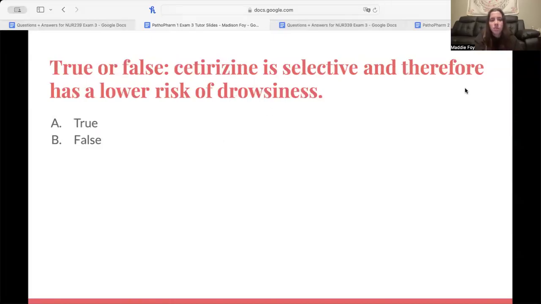Okay, true or false? Cetirizine is selective and therefore has a lower risk of drowsiness. Yeah, you guys all got that one. That one is A. That is true. Diphenhydramine is going to be the non-selective one that has a higher risk of drowsiness.